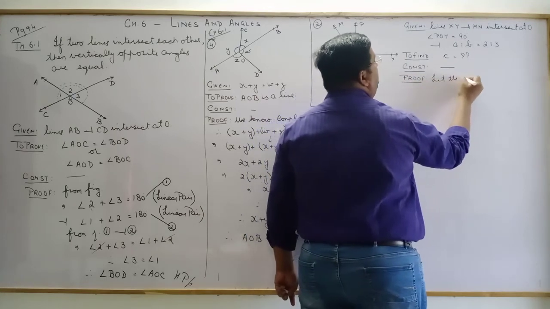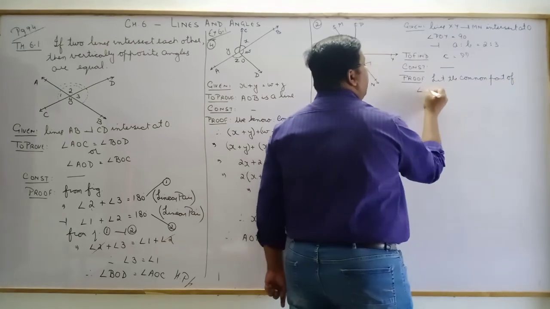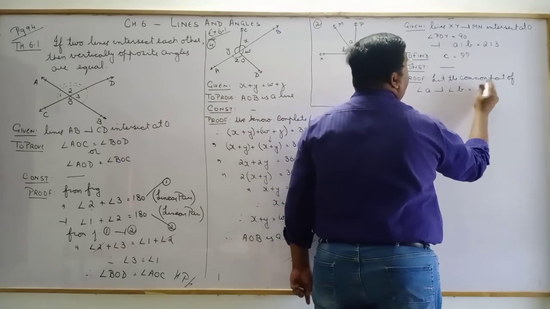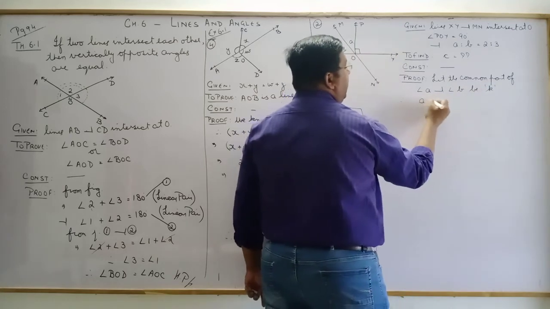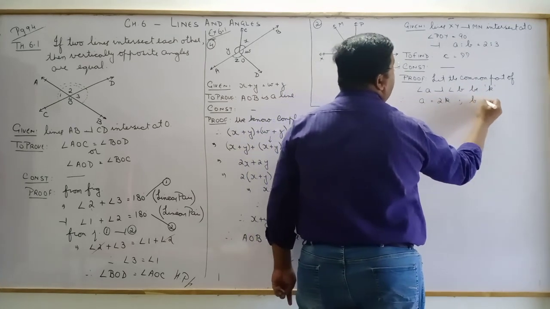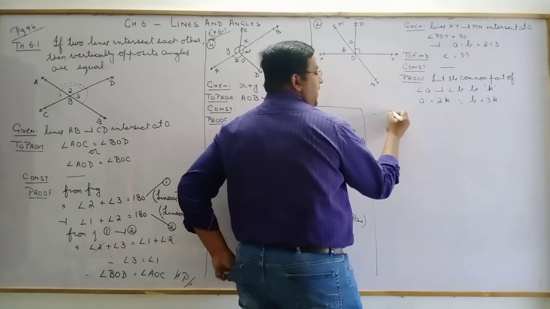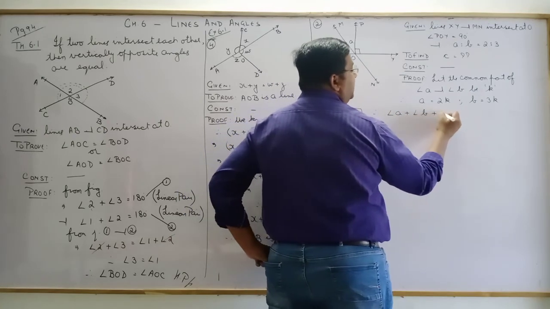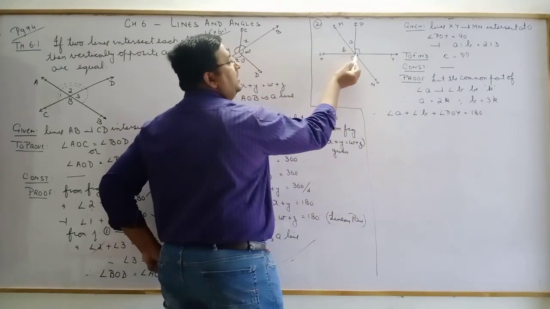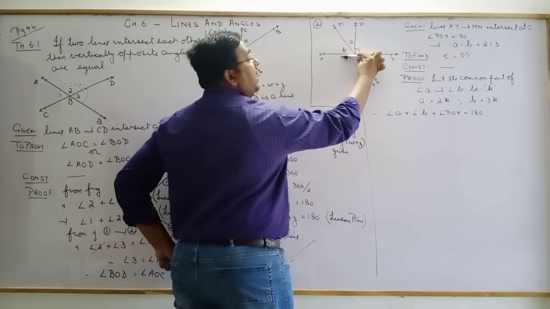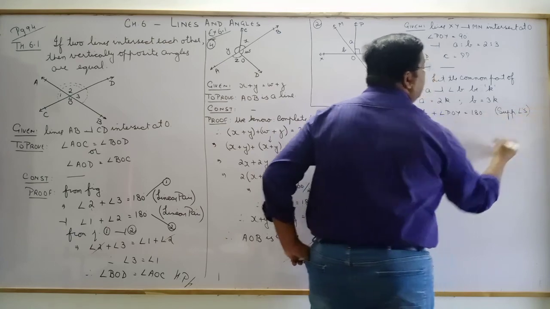Let the common part of angle A and angle B be K. So therefore A is equal to 2K and B is equal to 3K because the ratio was 2 is to 3. So therefore angle A plus angle B plus angle POY is equal to 180. Yes or no? Why? Supplementary angles.